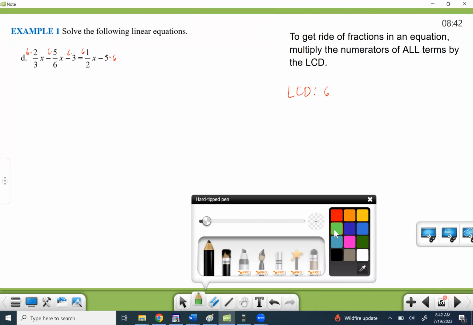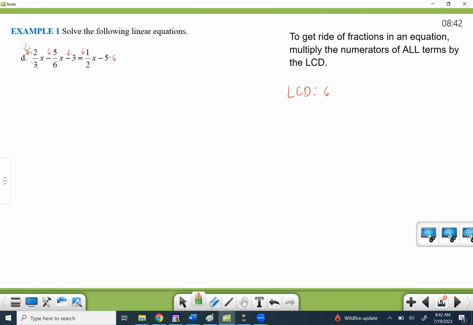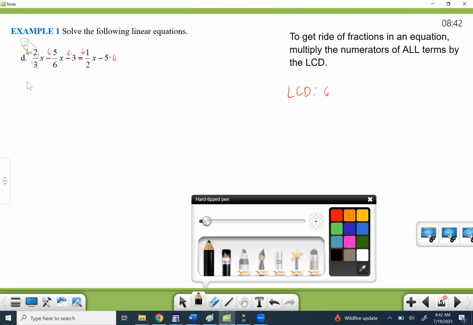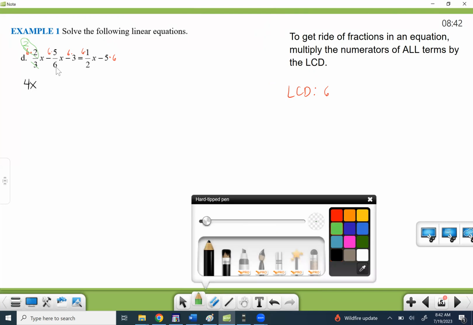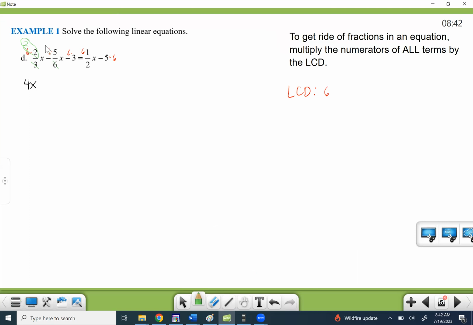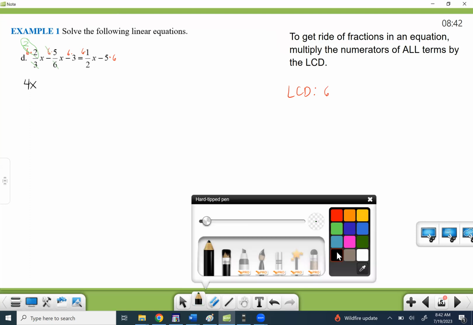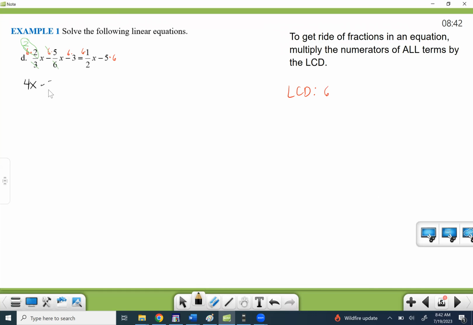All right, so now we're not actually going to multiply. We are going to cancel first. So 3 goes into 6 2 times. So we're going to do 2 times 2 here. So it looks like we're going to get 4x, you guys. On the next one, this 6 and this 6 will cancel, so don't actually multiply. So all that's left is minus 5x. And then 6 times negative 3 is negative 18. Then we got our equal sign.